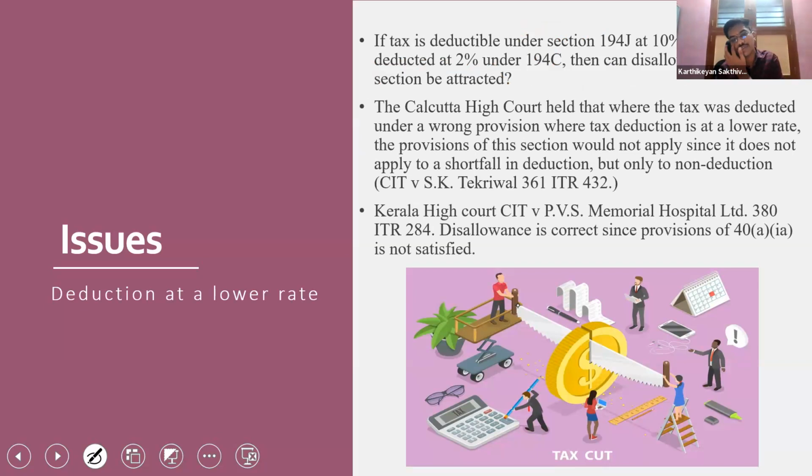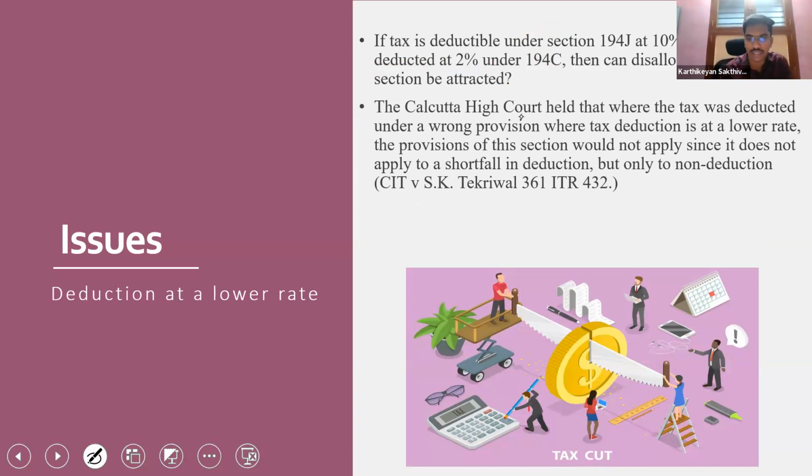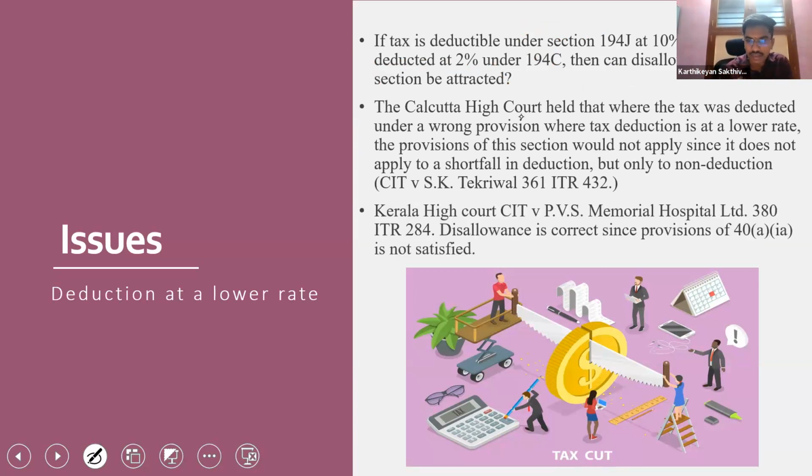So however there are two views in this. Calcutta High Court said that no this is if at all it is if it is deducted under wrong section you might not require to disallow. The Calcutta High Court held that where tax was deducted under a wrong provision or tax is deducted at lower rate, the provisions of this section would not apply since this section does not apply to shortfall of deduction but only to non-deduction. But Kerala High Court என்ன சொல்றாங்கன்னா, no boss, no doing. See, whether you deduct it at a correct rate. If you are going to deduct it at a wrong rate, I will disallow it.